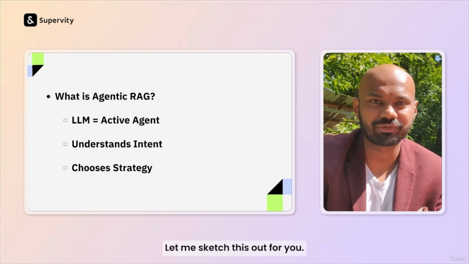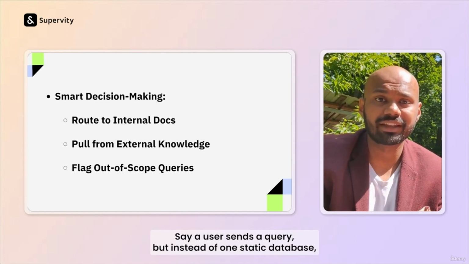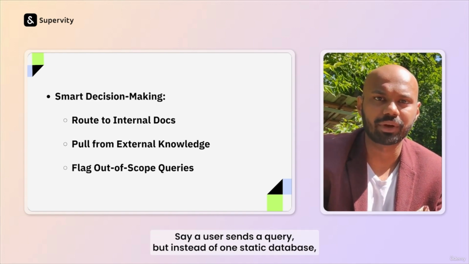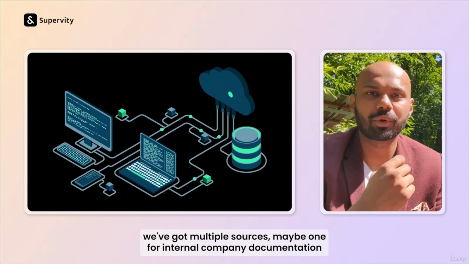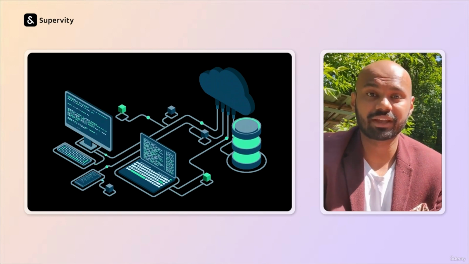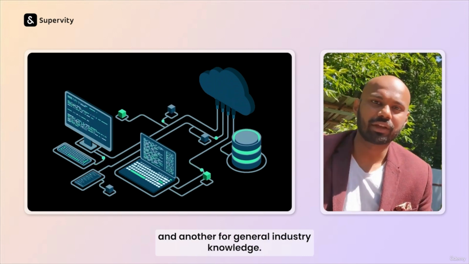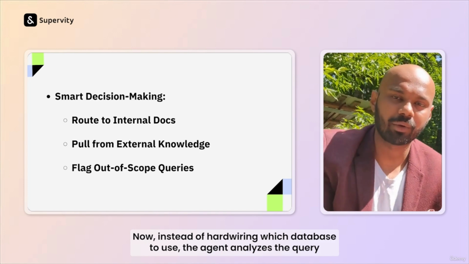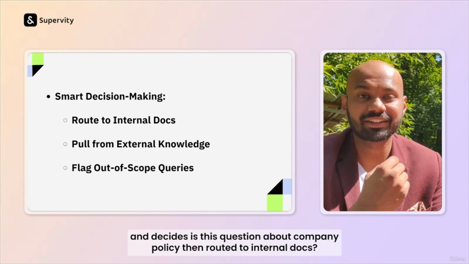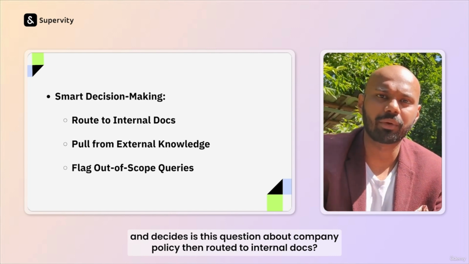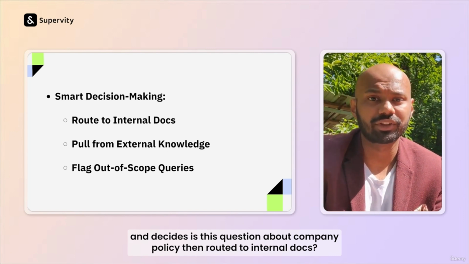Let me sketch this out for you. Say a user sends a query, but instead of one static database, we've got multiple sources. Maybe one for internal company documentation and another for general industry knowledge. Now, instead of hardwiring which database to use, the agent analyzes the query and decides: is this question about company policy? Then route it to internal docs.